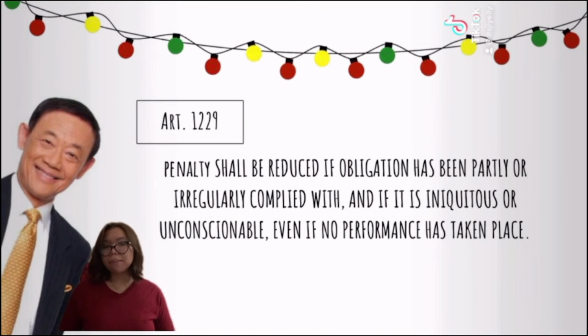So, let us all remember that under Article 1229 of Obligations with a Penal Clause, an obligation's penalty shall be reduced if it is A, partly or irregularly complied with, or B, if it is iniquitous or unconscionable, even if no performance has happened.